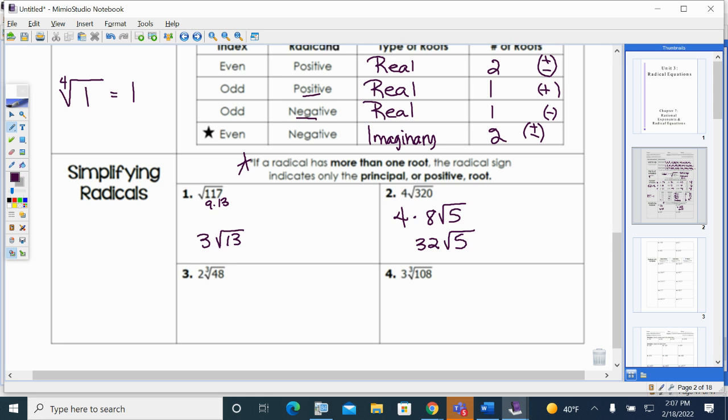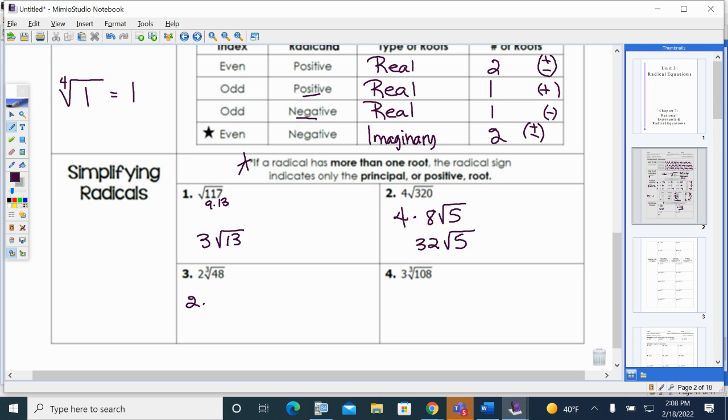Number 3, we've got 2 times the cube root of 48. So this is a little different. If I'm looking for the cube root, I'll forget the 2 for right now. I'm going to just go ahead and put him out to the side. If I'm looking for the cube root of 48, those of you who are doing this mentally, you're now trying to figure out, is there a perfect cube that is a factor of 48?